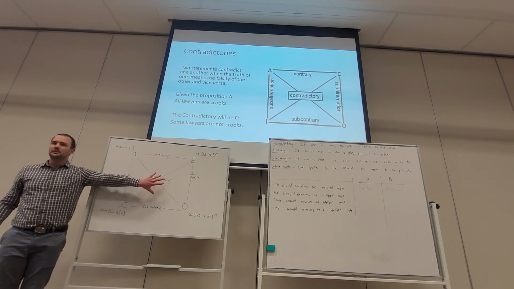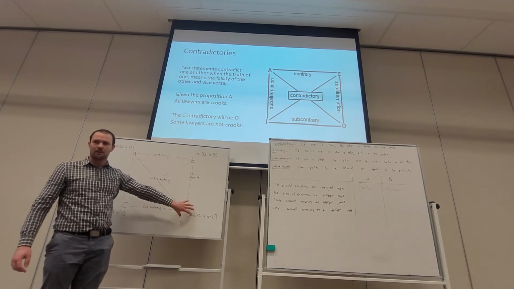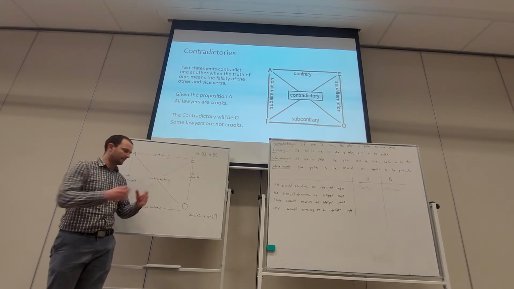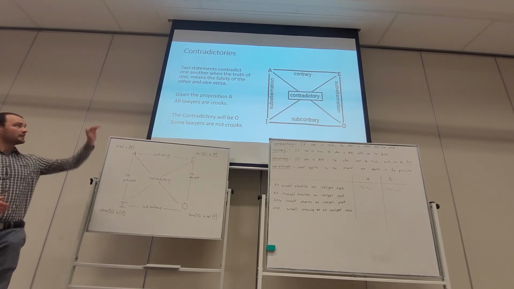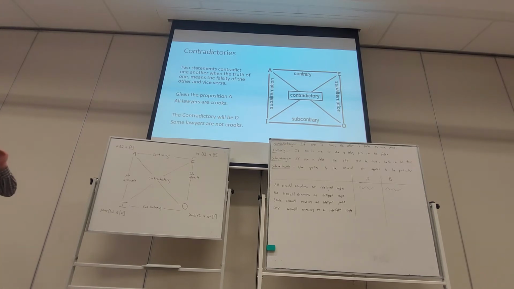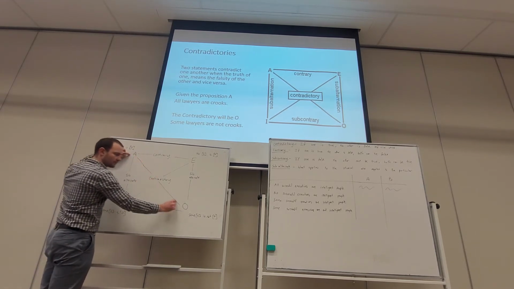So for it to be contradictory, if one is true, the other must be false. And then vice versa: if one is false, the other must be true. So here you've got the proposition, all lawyers are crooks. If that is true, then it's contradictory. So the one straight across, that's how we find out what its contradictory is.